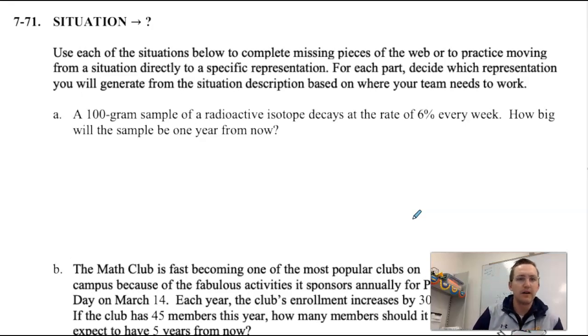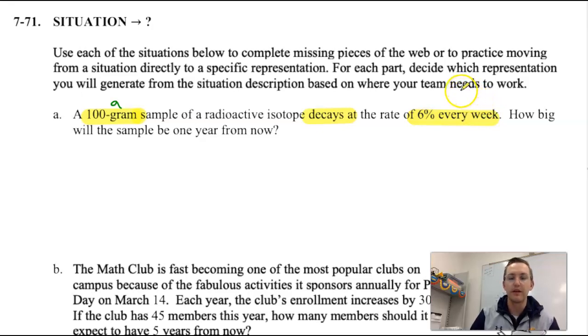All right, so a 100-gram sample of radioactive isotope decays at a rate of 6% every week. How big will the sample be 1 year from today? All right, so we know a couple things. First, we're starting with a 100-gram sample. So that is our A value for our exponential function. We have decay, so we know we're going to be decreasing. The isotope decays at a rate of 6% every week.